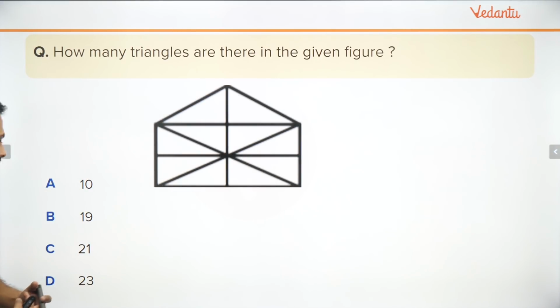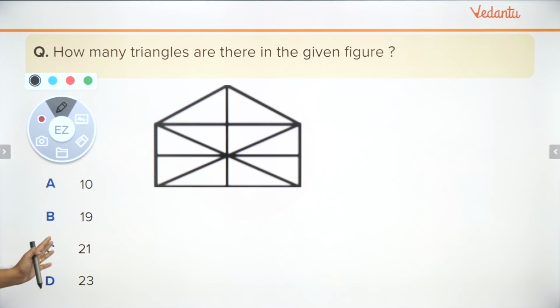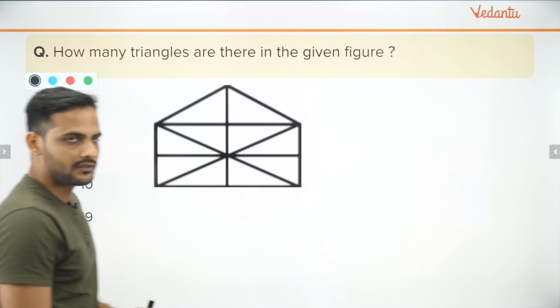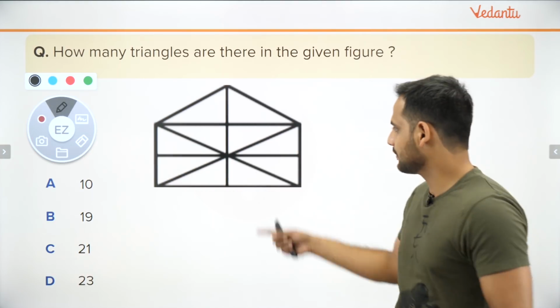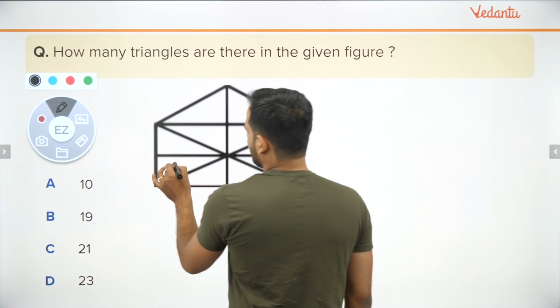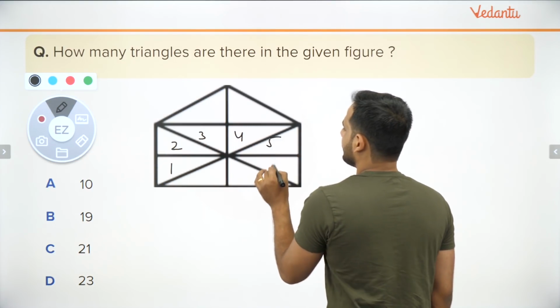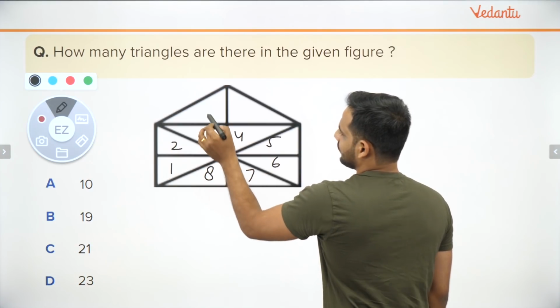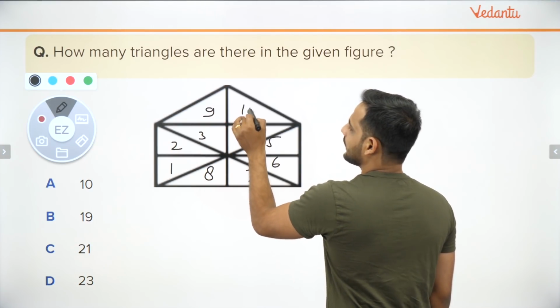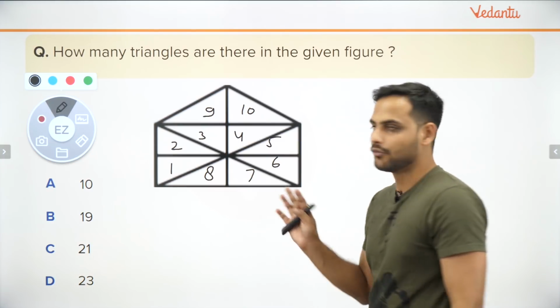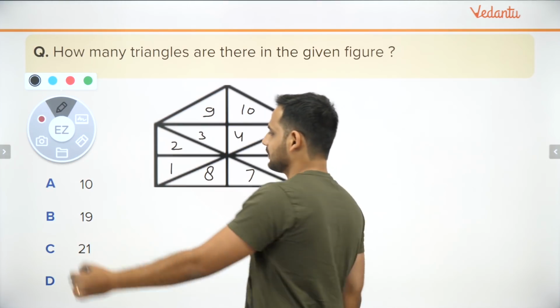So the question was how many triangles are there in the given figure, and as you can see, bachon, the options are quite far away, right? 10, 19, 21, 23. Option 10 I obviously cancelled, because if I talk about this part, 1 2 3 4 5 6 7 8, and 9 and 10 are only this. There are more than that. Combinations also have to be included. So 10 is wrong.